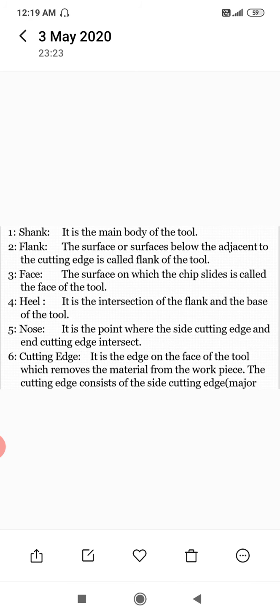Back rake angle. It is the angle between the face of the tool and a line parallel with the base of the tool. If the slope of the face is downward towards the nose, it is negative back rake angle. If it is upward towards the nose, it is positive back rake angle. Back rake angle helps in removing the chips away from the workpiece.